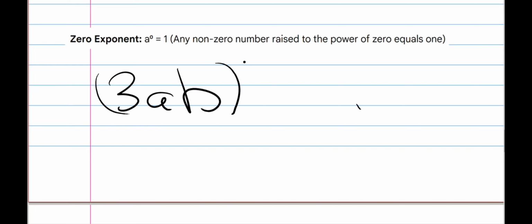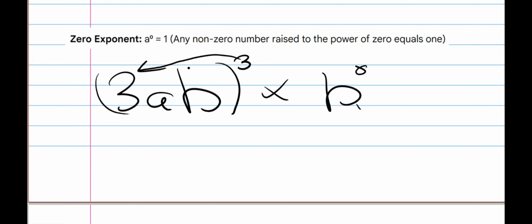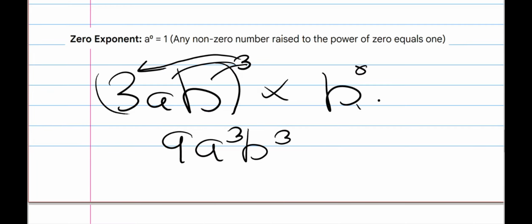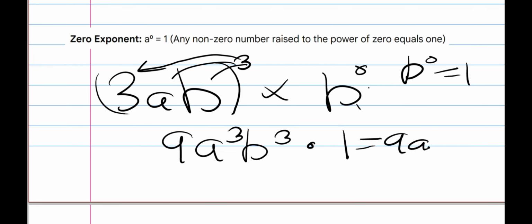3ab to the power of 3 times b to the power of 0. So given the power of a power rule, just distribute it to each one of them. That would give us 9a cubed and b cubed. And remember, if you're given an exponent of 0, that equals 1. So times 1. So basically, the final answer would still be 9a cubed and b cubed. That's your final answer there.